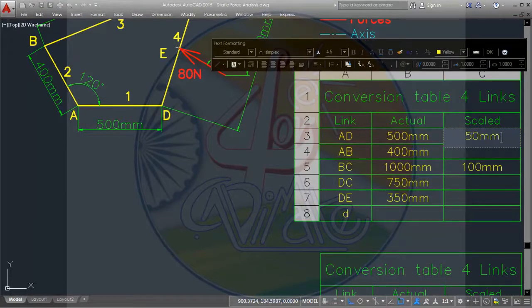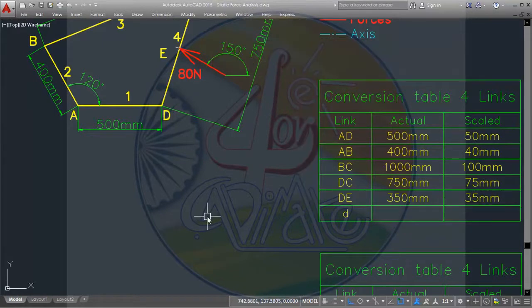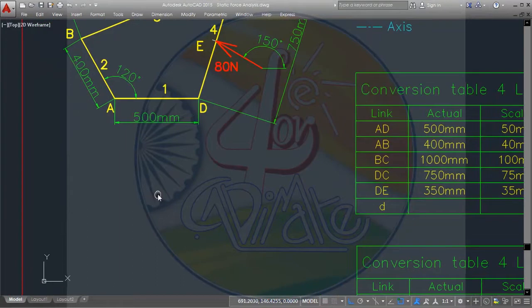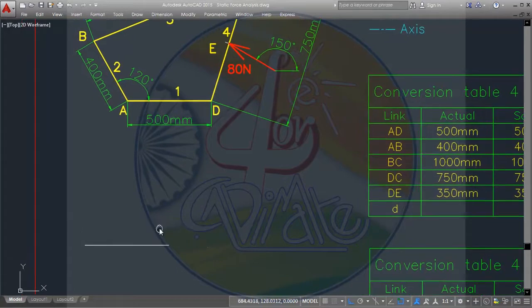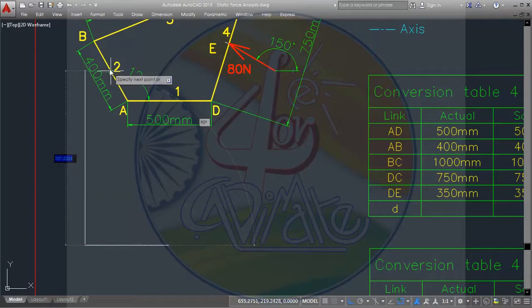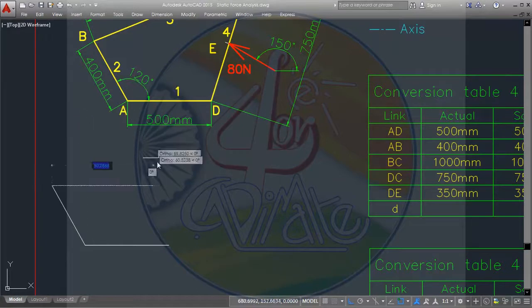This will become 50 mm. This becomes 40 mm. This becomes 75 mm. This becomes 35 mm. Correct. So now with these dimensions we have to draw the diagram. Horizontal, how much? 50. Then from this end, 40 mm at 120 angle.